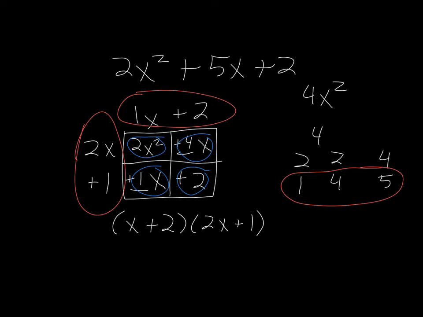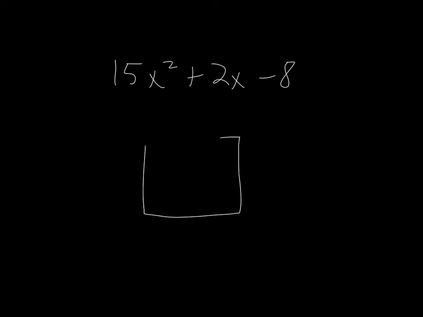Now let's do a couple more examples. We're going to try 15x squared plus 2x minus 8. So I'm going to go ahead and make the box down here. Make sure it's big enough to fit the numbers that I need. I know the 15x squared is going to go up in the upper left corner, and the negative 8 is going to go down here. And I also know that these are going to be something x here and something x here.